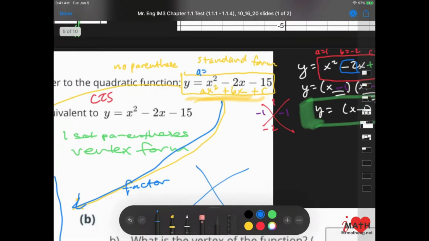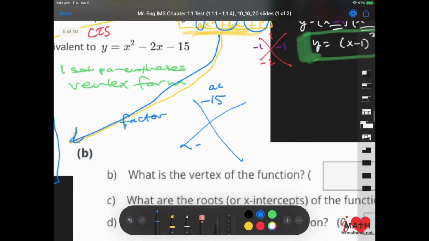A is 1, B is -2, right? No number there, it's positive 1. The number in front of x, and the C value is -15. A times C is -15. The B value is -2.